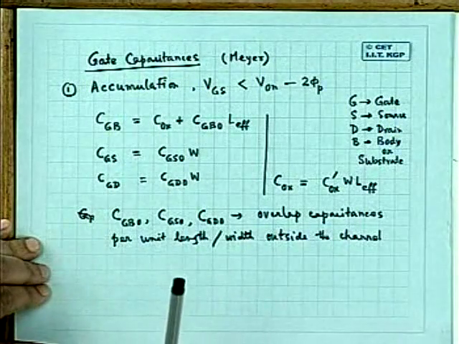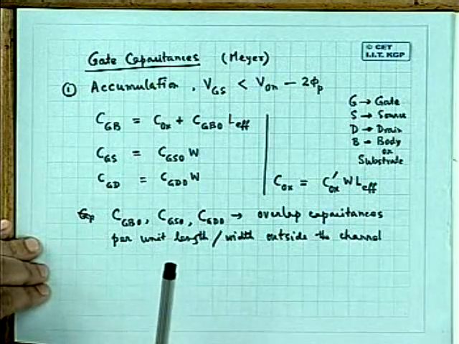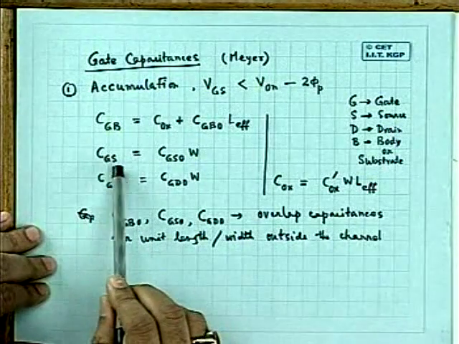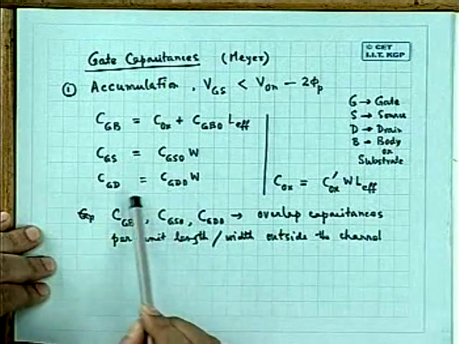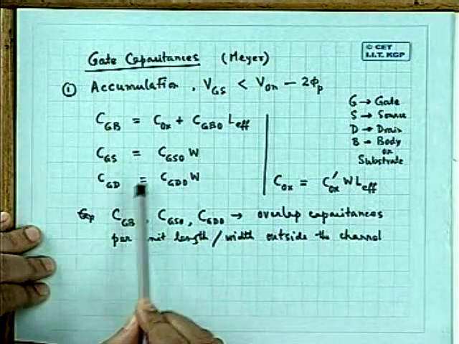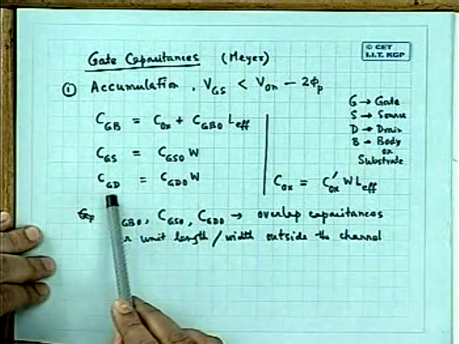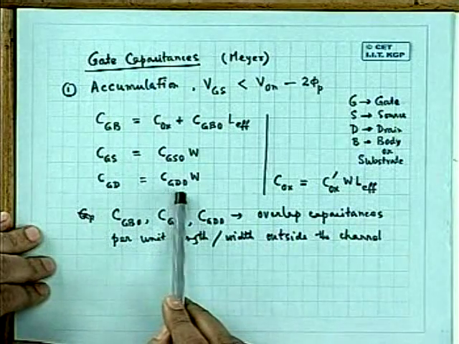That has to be minimized. But so far as gate source is concerned, it is not that important. But between gate and drain, it is very important. Similarly, in accumulation, between gate and drain, it is the same CGDO.